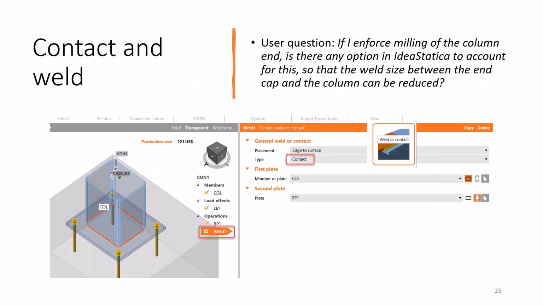All right, this is a question that I got in the past. So this user was asking, if I am force milling off the column end, is there any option in IDEA StatiCa to account for this? So the weld size between the end cap and the column can be reduced. That was added like 1 year ago. You can have the base plate operation, and then you can add a contact between the column and the base plate. So that will reduce the force that the weld is taking from just the contact from column to the base plate.